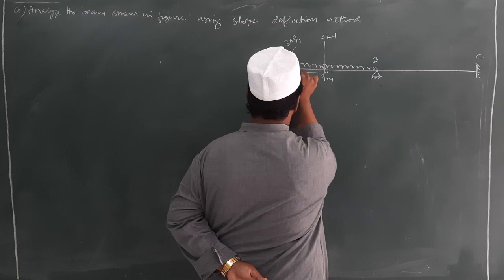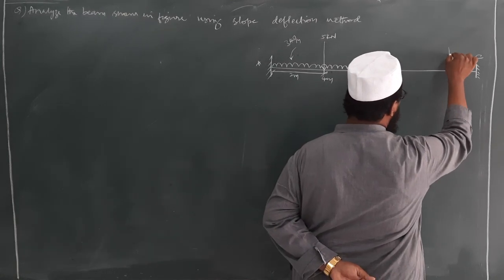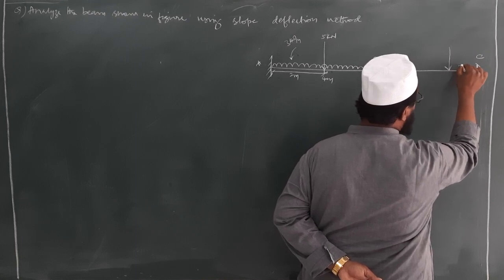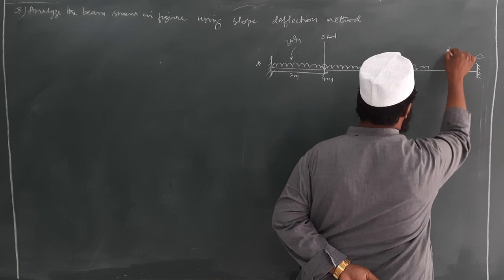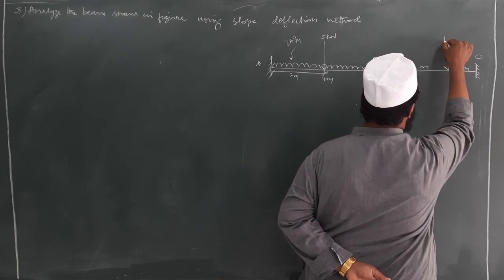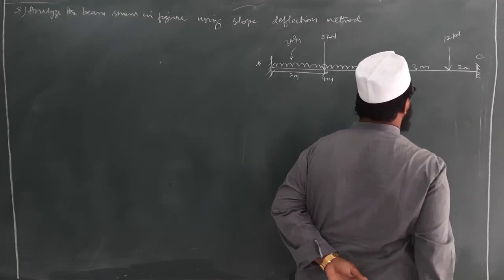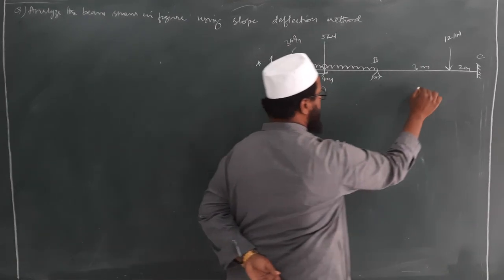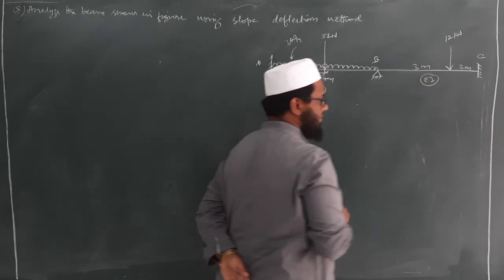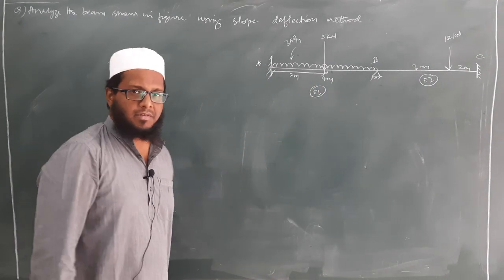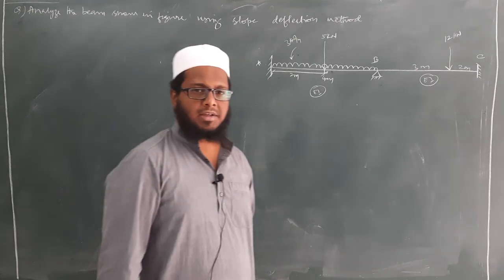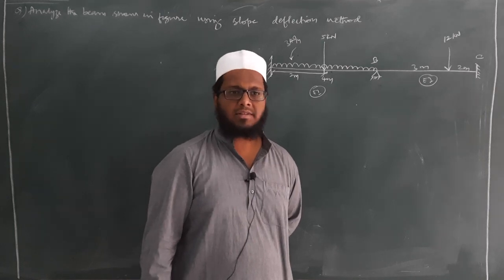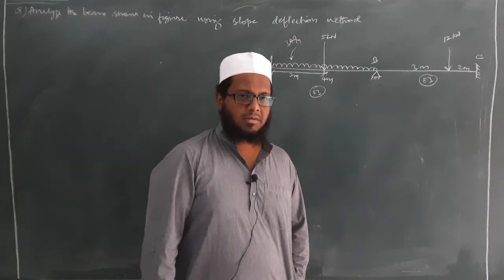This distance is 2 meter, and we have one more load here, an eccentric load of 12 kilonewton, at 2 meter and 3 meter. Okay, and EI of this beam is the same throughout. So this is the beam given in the question, wherein we have to calculate shear force, bending moment and the fixed end moments, all the moments of the given beam.